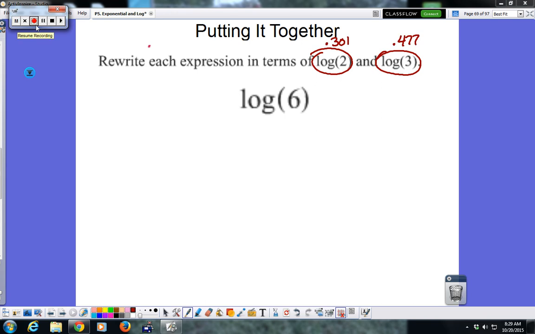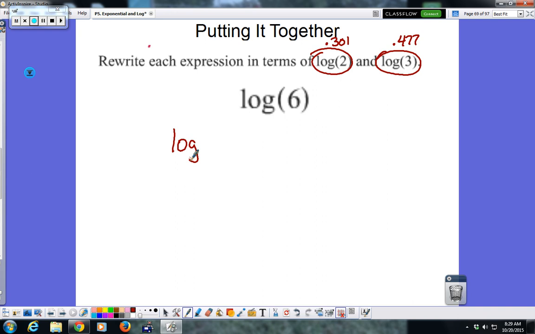So here we go. Say that I gave you a basic 4-function calculator, does not have a log button, and I ask you what is the log of 6. Somehow use the log of 2 and the log of 3, which I have given you up here, to find the log of 6. First rule.